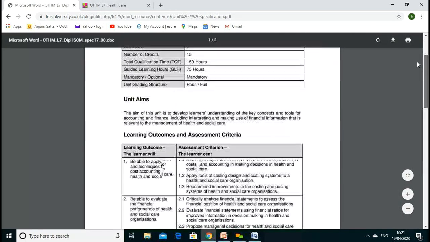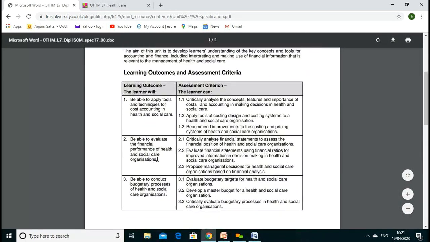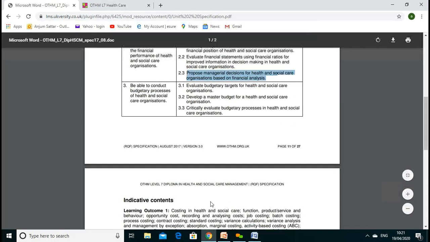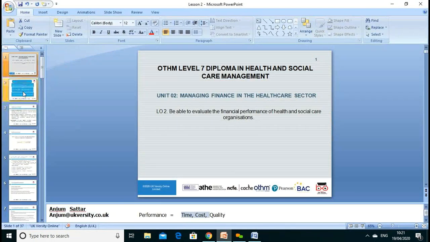So today's lesson is lesson 2, and in lesson 2 we have a learning outcome to be able to evaluate the financial performance. We have 3 assessment criteria which we'll try to learn and use. Critical analysis, so the word analysis is there, then evaluate the financial statement using the ratios and performance, and propose the managerial decisions we can make based on the financial ratios. So these are the 3 assessment criteria, with 3 command verbs: analyse, evaluate, and propose, which we'll go through in today's lesson.